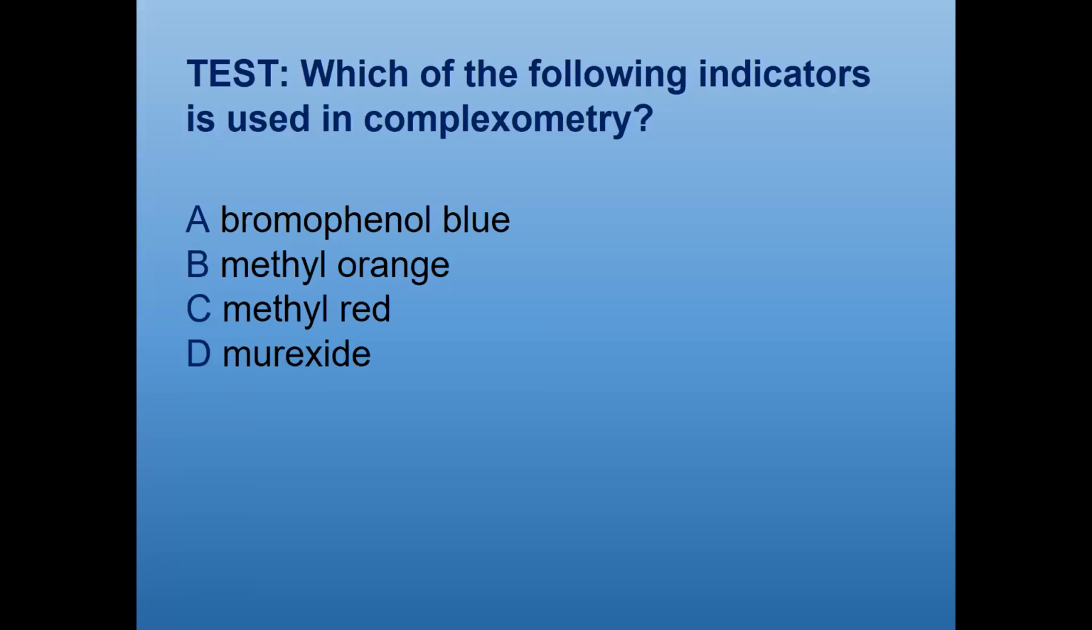Test: which of the following indicators is used in complexometry? The correct answer is D, Mohr oxide.